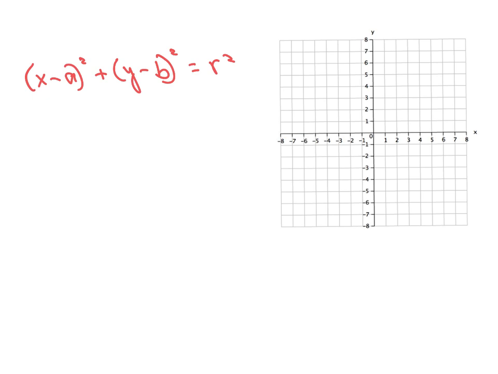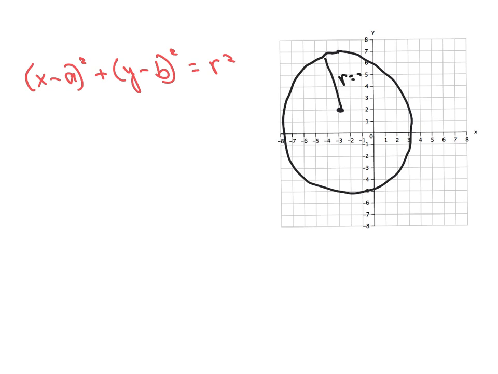Example number 3, top of page 774, says, find the equation of the circle that has a center at negative 3, 2, and it has a radius of 5. 1, 2, 3, 4, 5. So it's going to have a radius of 5. Sorry for my crummy circle. So that's what we're looking for. The radius is 5, and my center is at negative 3, 2.